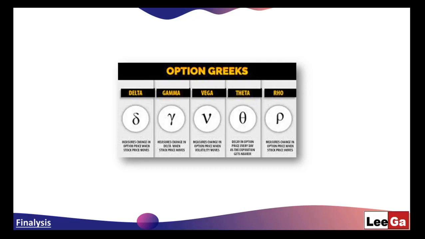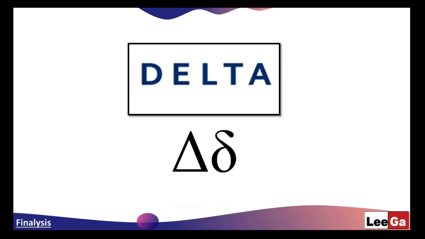And out of these 5 also, we will restrict our discussion to just 3 most important ones. What are they? Delta, theta and vega. Our intention here is to know Greeks to the extent where we can easily become a smart and profitable trader. In this video, we will talk about the first Greek, that is delta.